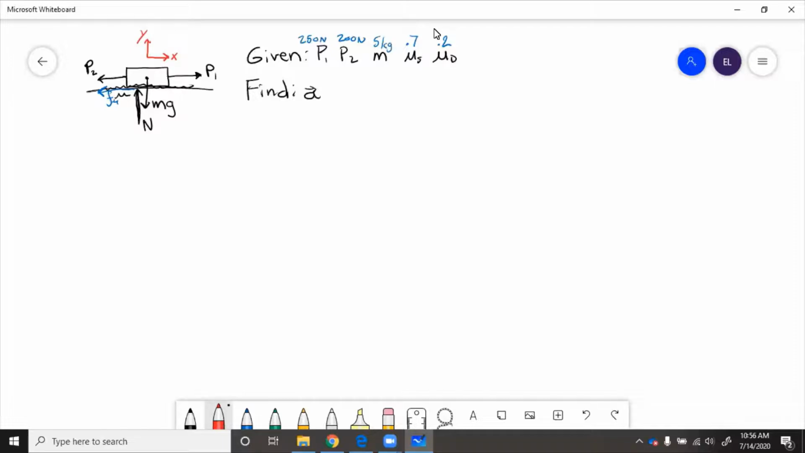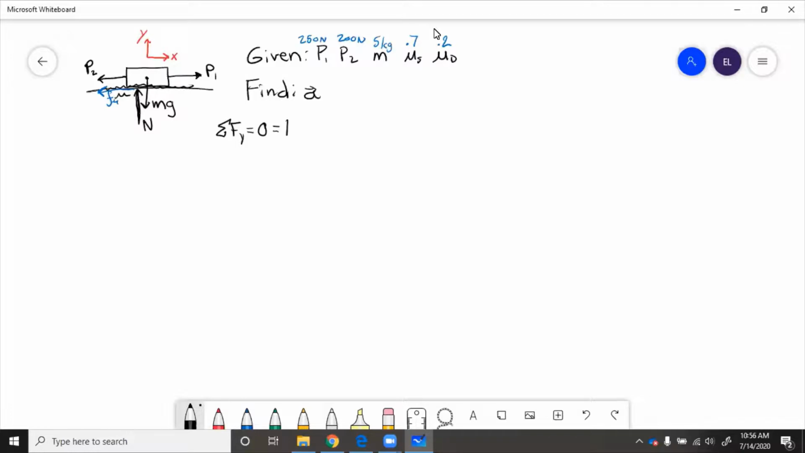Then step 3 is write the equations. So in the Y direction, we'll have sum of the forces in the Y equals mass times acceleration. But in this case, acceleration is 0 in the Y direction because the block is not moving into the floor. So sum of the forces in the Y direction equals 0. And that equals normal force pointing up, mass gravity pointing down. So this gives us N equals mg.